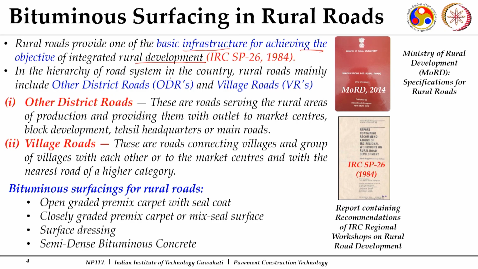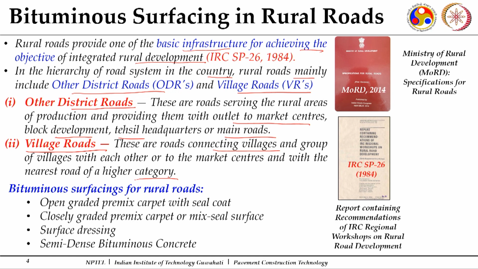And in the hierarchy road system in the country, rural roads mainly comprise our other district roads and village roads. This we discussed in our initial lectures when we discussed the different categories of roads. So, just to mention, the two categories which are typically considered under the rural roads are other district roads, which serve the rural areas of production, providing them with outlet to market centers, block development, tehsil headquarters or main roads. And the other is your village roads. These are roads connecting villages and group of villages with each other or to the market centers and with the nearest road of a higher category.